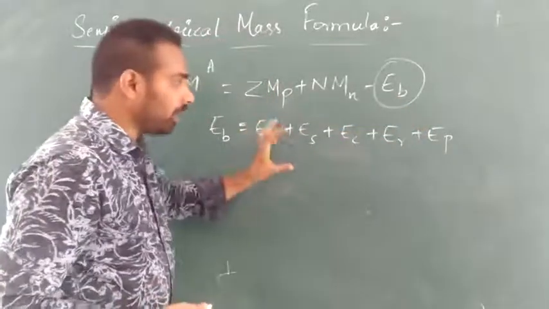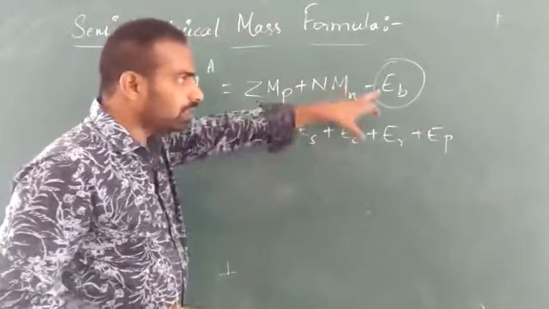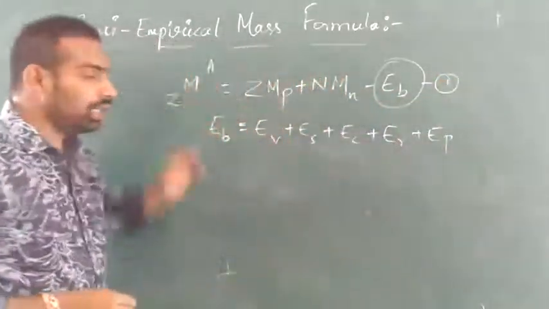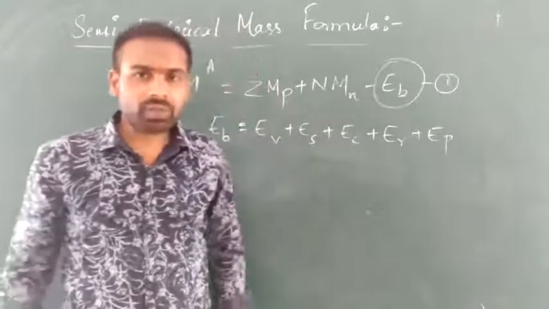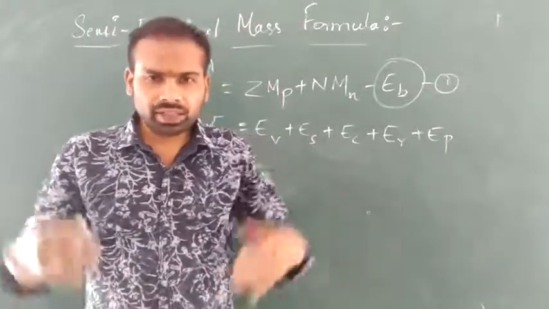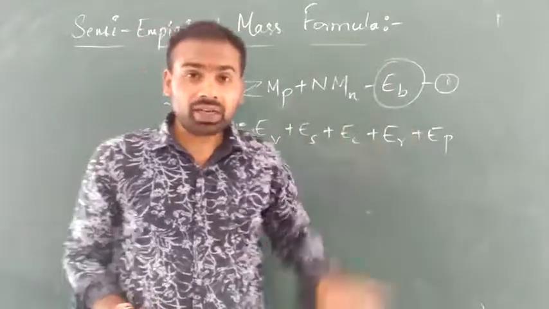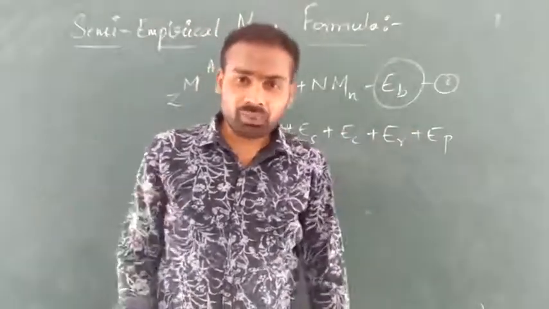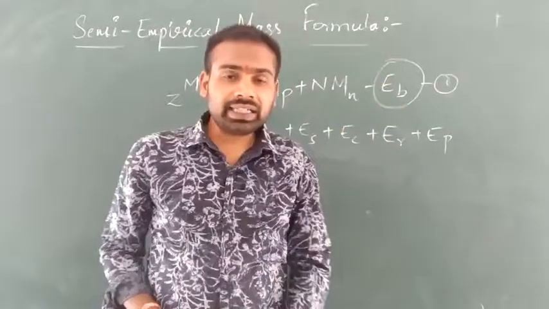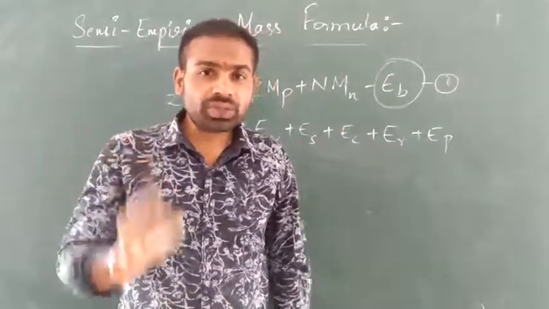By adding all this series of energy correction terms, we will get the EB value. After obtaining that value and substituting it in equation 1, we will get the actual mass of the nuclide, or the actual mass of the nucleus. So this formula is our semi-empirical mass formula. Here the energy term is represented in terms of mass units.